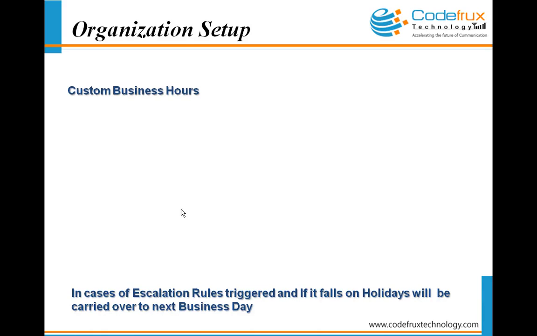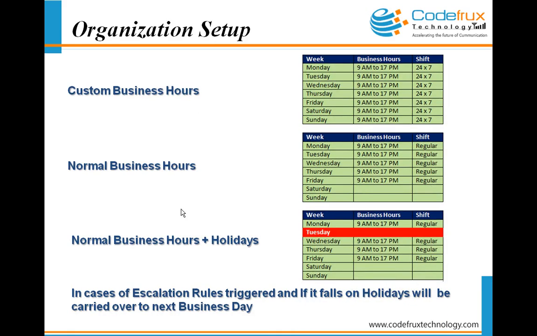Under the business hours, we have the custom business hours, normal business hours, and normal business hours plus holidays. So custom business hours is a 24/7 working from Monday to Sunday, all 7 days working from 9 a.m. to 17 p.m. Similarly, we have the normal business working hours, where we have Monday to Friday working, with Saturday and Sunday as non-working hours. And in between, you might be declaring your holidays.